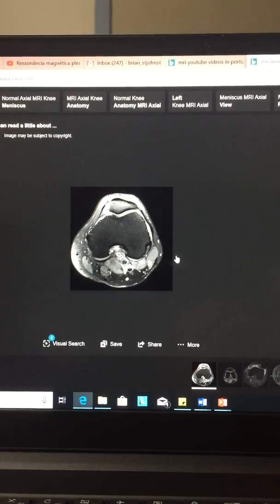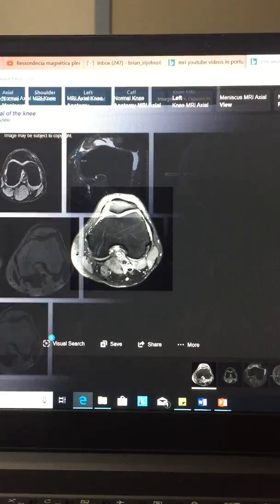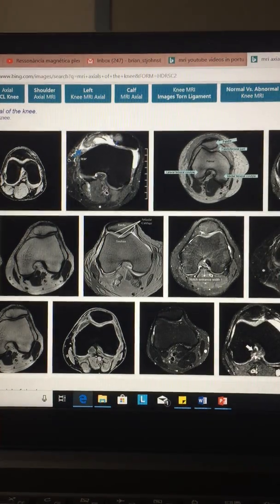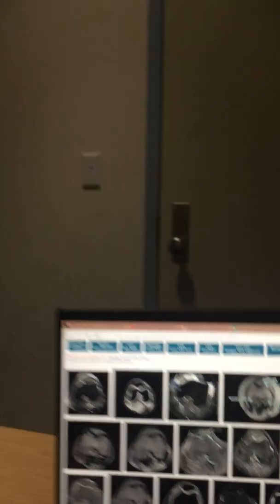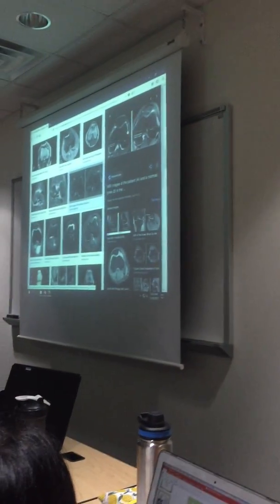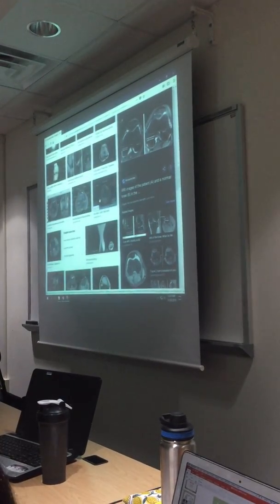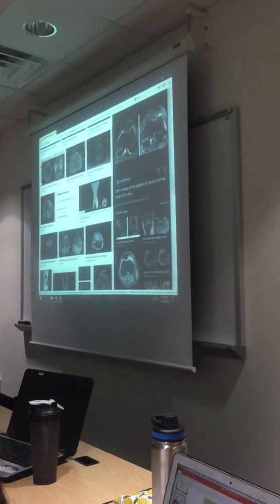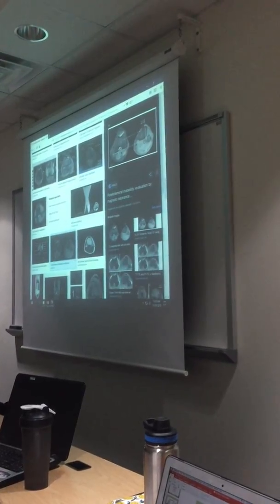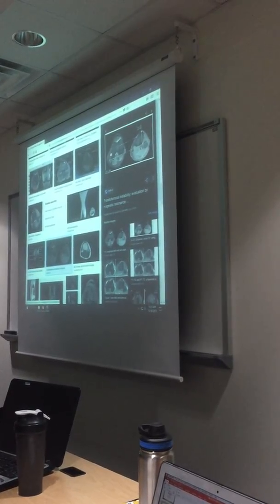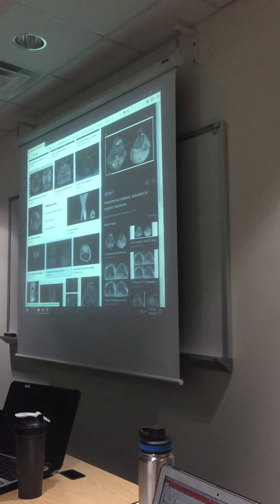How about over here? Which side do you think this is? Very good. Over here, what do you think that is? So as you look at more and more images, how about over here? What do you think this is? Very good. The more you look at MRI images, the more you think, oh yeah, okay, I can pick that out. How about over here? What do you think this is? That's medial, yes.